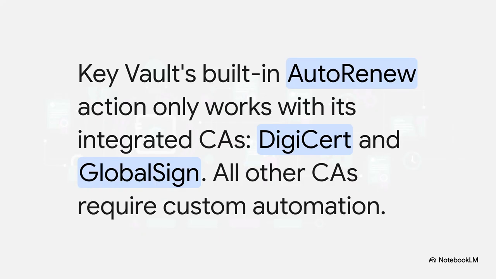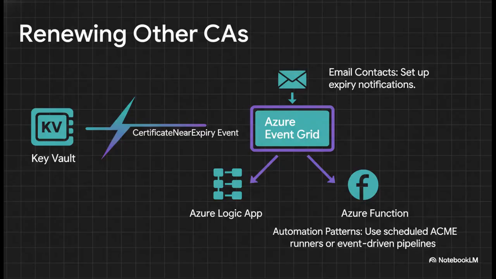Here it is, that native built-in push-button auto-renewal feature only works if you're using certificates issued by Key Vault's integrated partners, which are DigiCert and GlobalSign. So if you're using Let's Encrypt or your own internal company CA, yeah, that awesome auto-renew feature does absolutely nothing. So for the rest of us, the answer is automation. You can, of course, just set up email notifications, which is better than nothing, I guess.